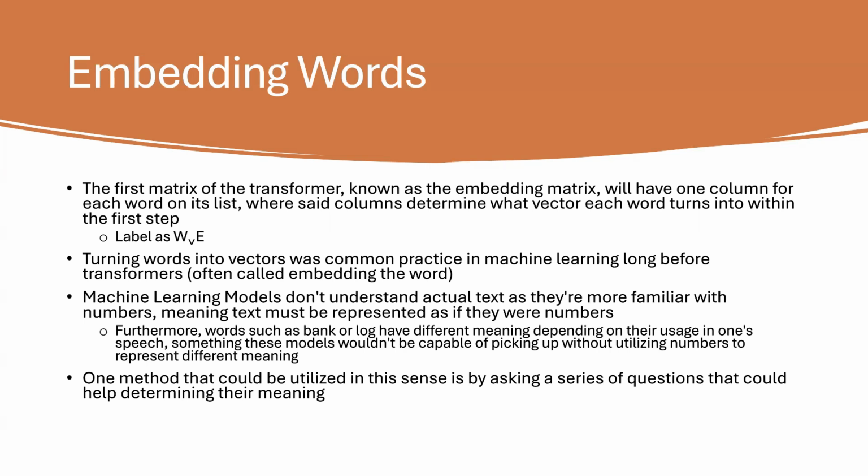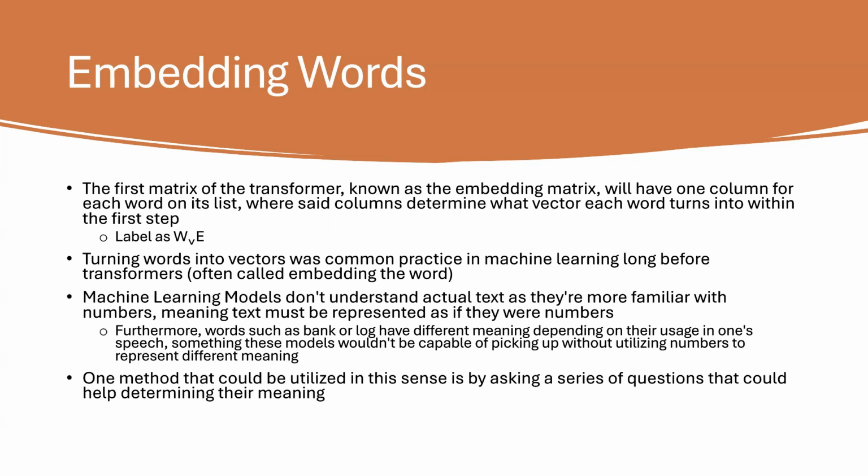Turning words into vectors was a common practice of machine learning long before transformers, often called embedding the word. Now, the reason why we need to do this is because machine learning models don't understand actual text, as they're more familiar with numbers, meaning text must be represented as if it were numbers. Furthermore, words such as bank or log, for example, have different meanings depending on their usage in speech. Something these models wouldn't be capable of picking up without utilizing numbers to represent different meanings.